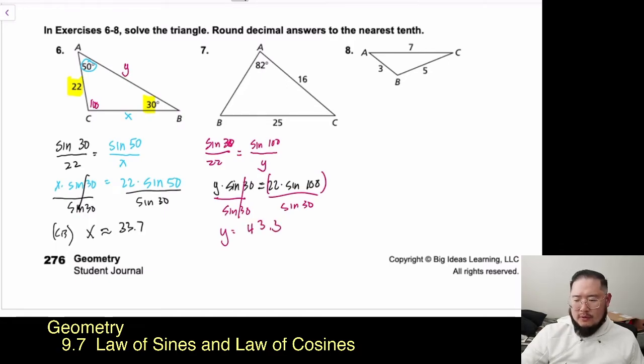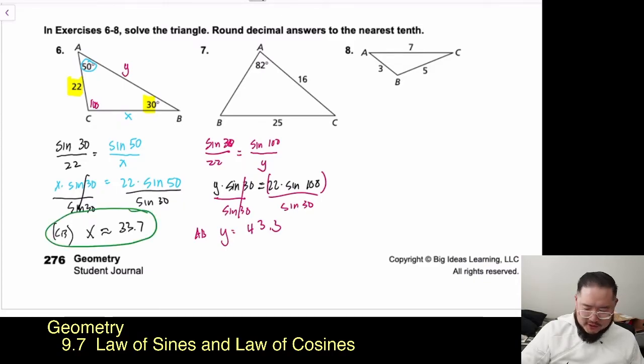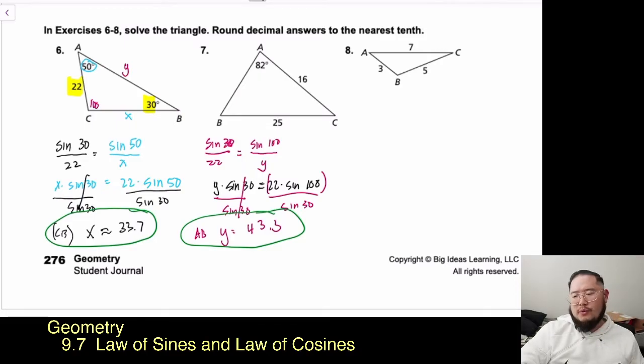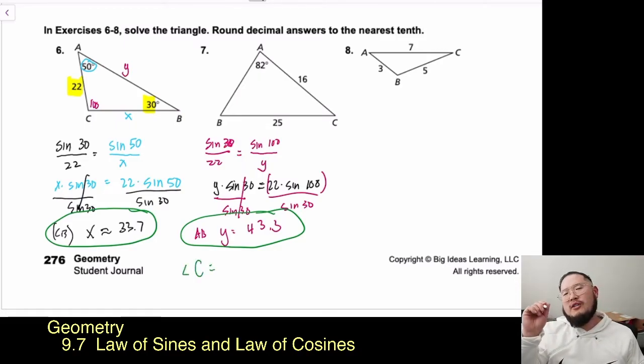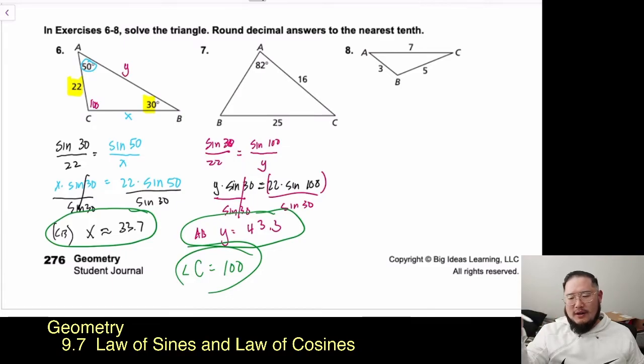All right, so let's see, what do we have? We've got all three sides now, and then we'll go ahead and put the last angle down, just in case you forgot. The angle C is equal to 100. And so we have now solved the triangle. And remember, solving the triangle is finding all angles and all missing sides. Okay? And there you go. Law of sines. Just like that.